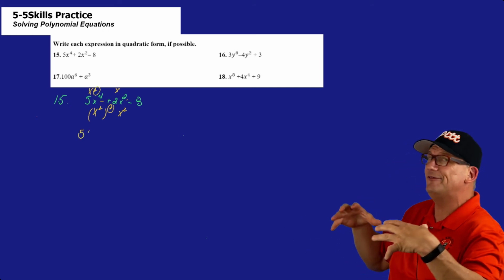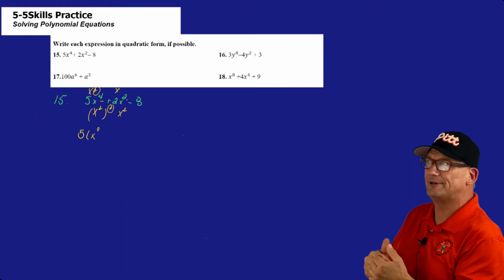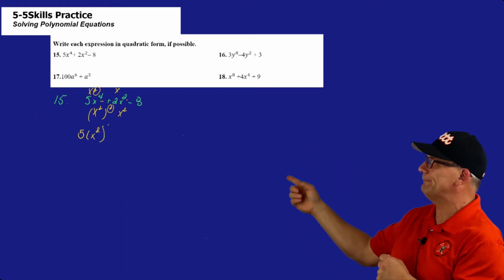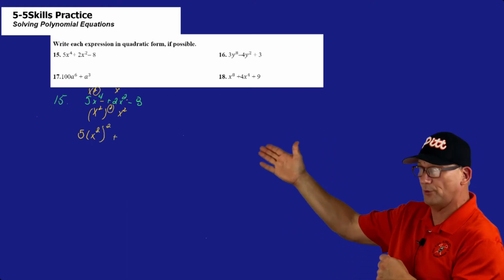The x squared is your x now. Okay, it's like we factored it out. So it's 5 x squared to the second power because the quadratic's first term is squared.